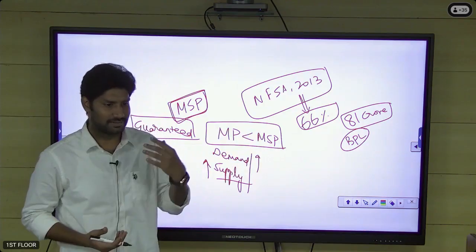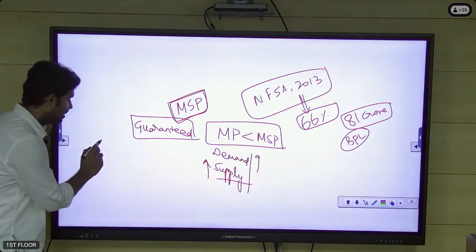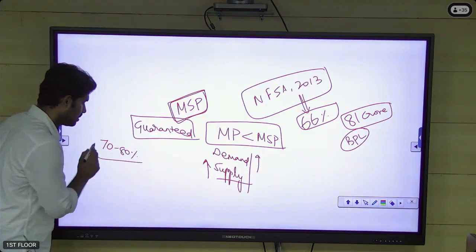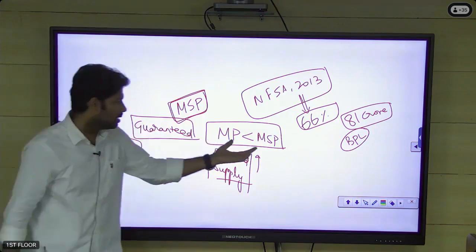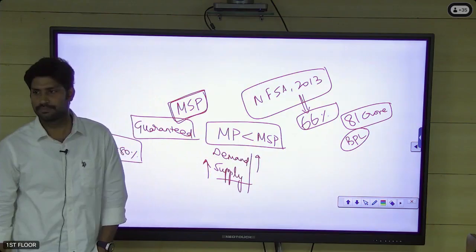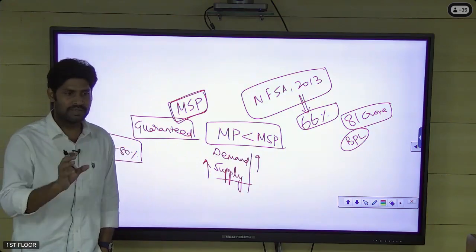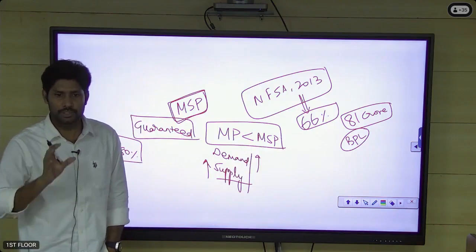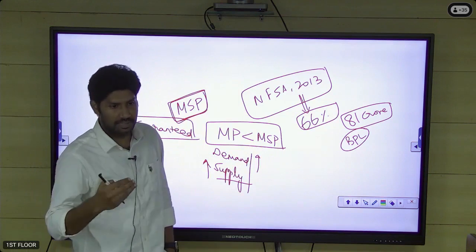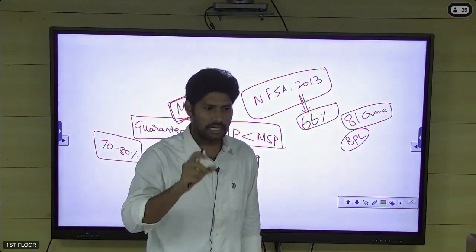But what's the reality? When the farmers go to the open market, they are getting at most almost 70 to 80% of the MSP. They are not even getting 100% of MSP in the market. This is the real situation in the market. So the farmers are protesting to give a legal guarantee for the MSP policy, so that no trader in the wholesale market, in the open market, should purchase the crops below MSP.